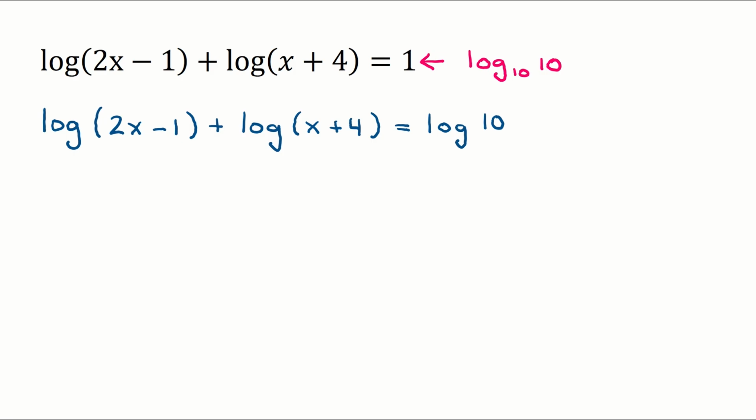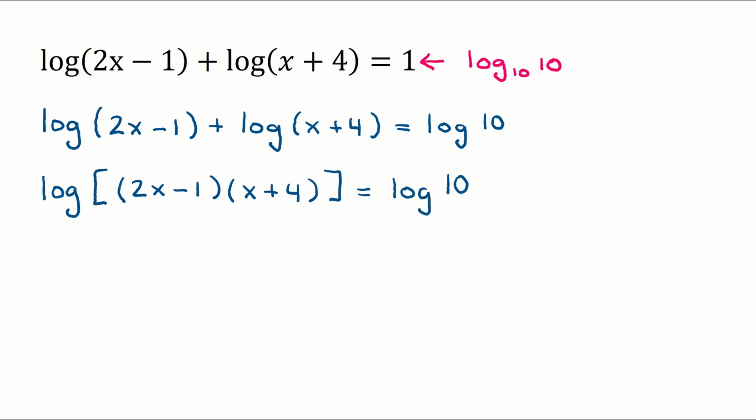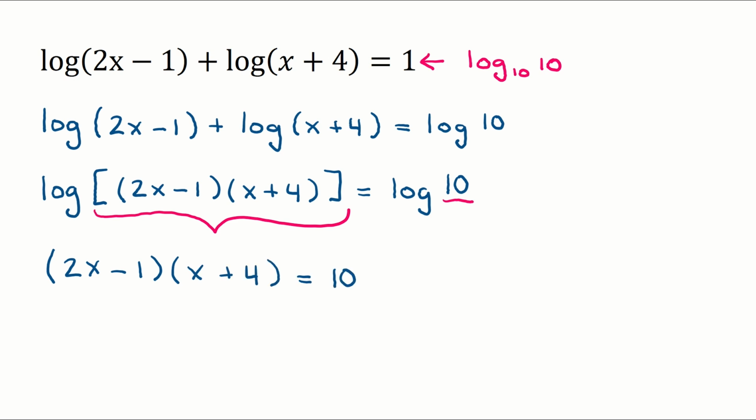Now we can apply the product rule to the left side. When we do that, we get log of 2x minus 1 times x plus 4 is equal to log of 10. We now have logs on both sides, which means we can just get rid of them. Log of whatever is in this bracket has to be equal to 10. So on our next step, we're turning this into 2x minus 1 times x plus 4 is equal to 10.